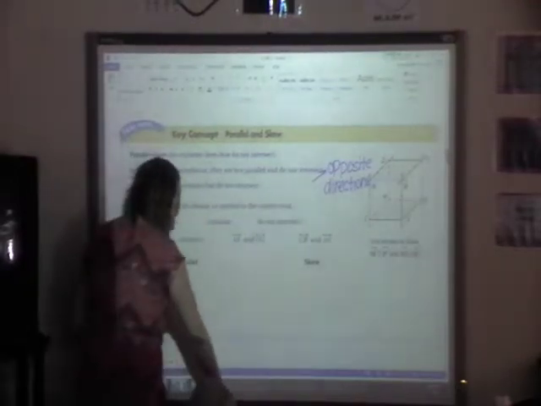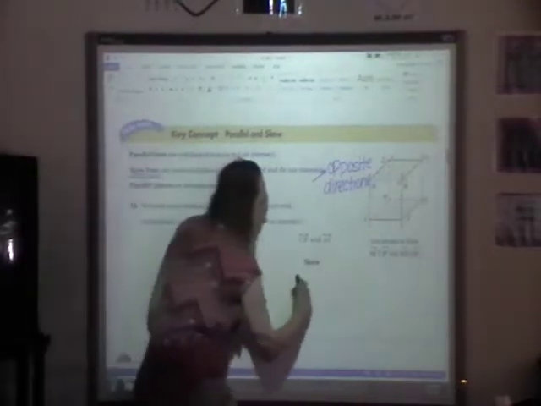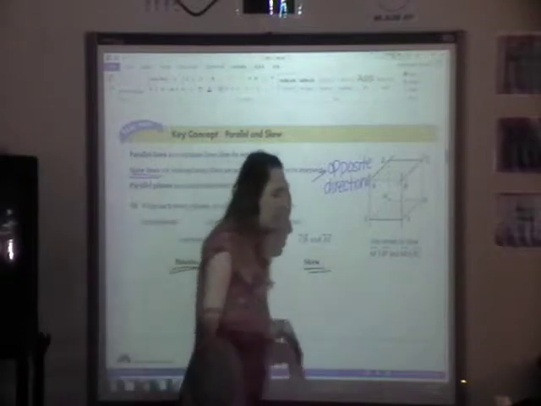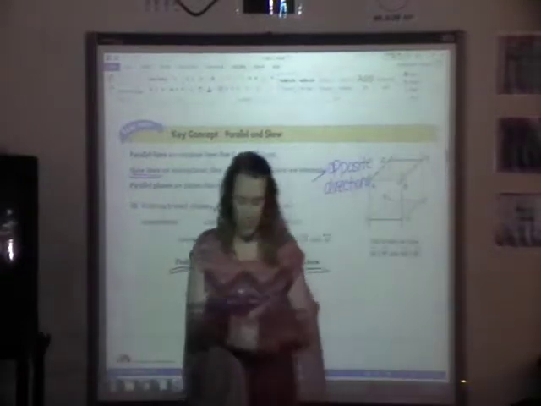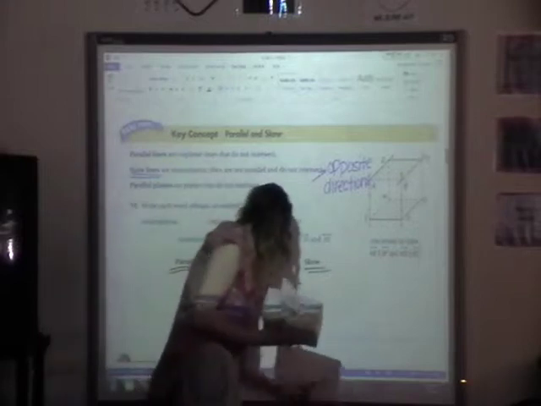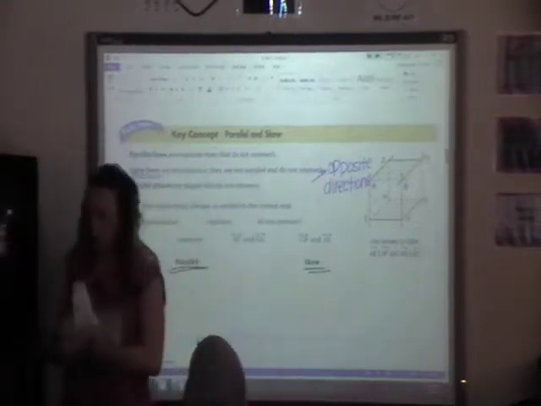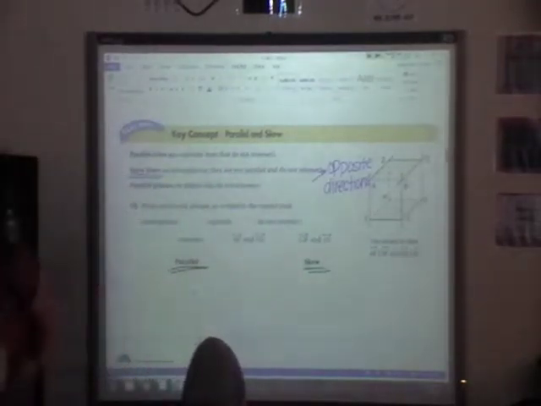We're going to be talking about parallel and skew. So let me talk to you about skew first before we talk about synonyms and why they relate. Skew means opposite. They're not on the same plane, and they go in opposite directions.